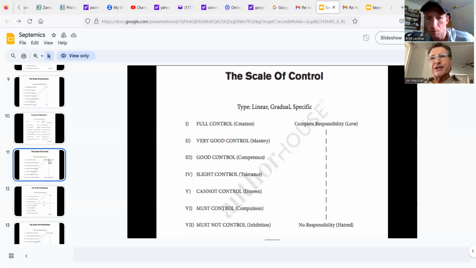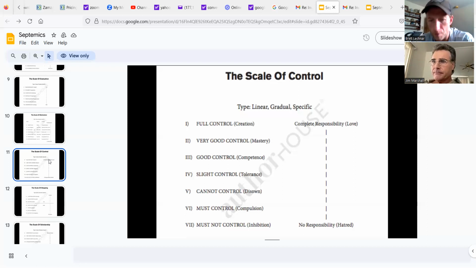Notice at the top, this is a specific scale. So this scale only makes sense in a context. You could say, how much control are you asserting in the area of your exercise program? How much control are you asserting with your girlfriend? How much control are you asserting for your clients? You see? It doesn't really make any general sense. But when you put it into a context, it makes tremendous sense.